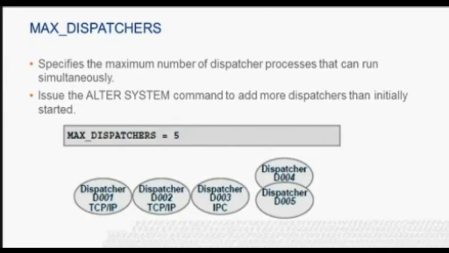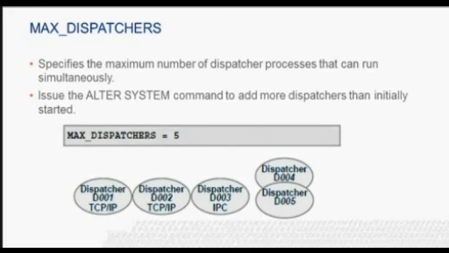Adding or removing dispatchers. If the load on the dispatcher processes is consistently high, start additional dispatcher processes to route user requests without waiting. We must start new dispatchers until the number of dispatchers equals max_dispatchers. The load on the dispatchers can be monitored using the data dictionary views v$circuit and v$dispatcher. In contrast, if the load on the dispatchers is consistently low, reduce the number of dispatchers.